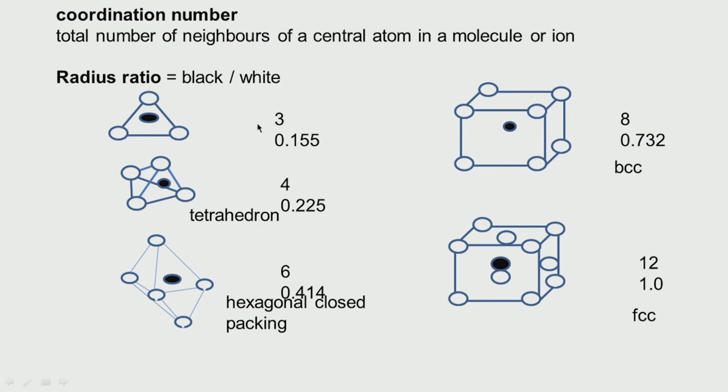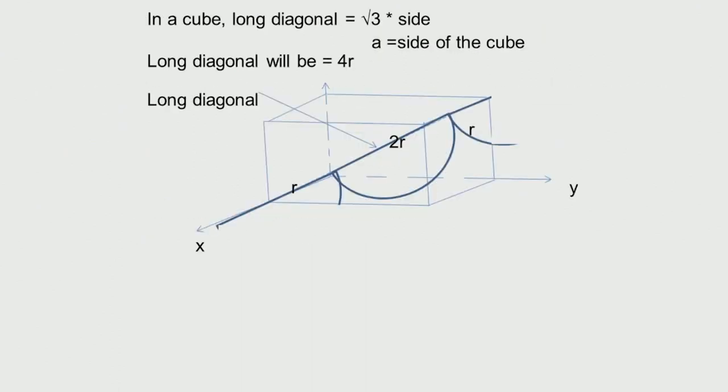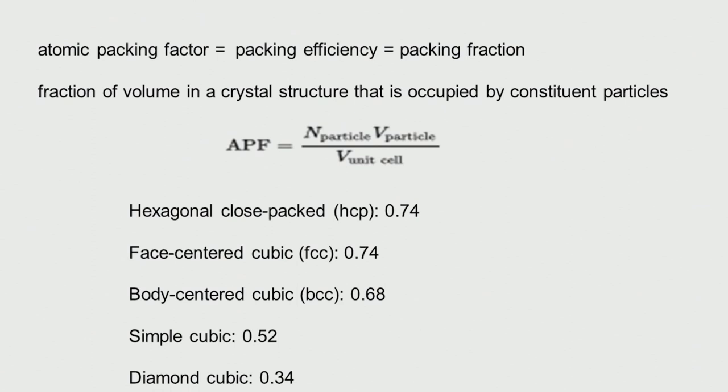Based on these numbers, one can even think about what type of impurities to add to the existing metal. There is also something called the atomic packing factor.